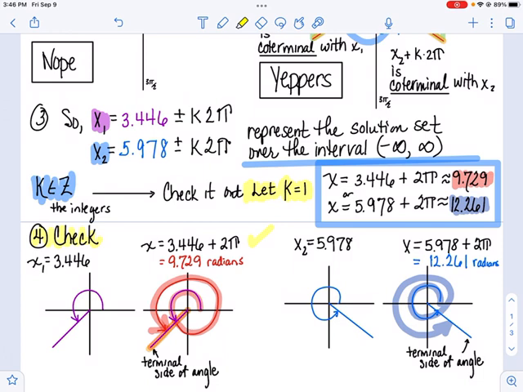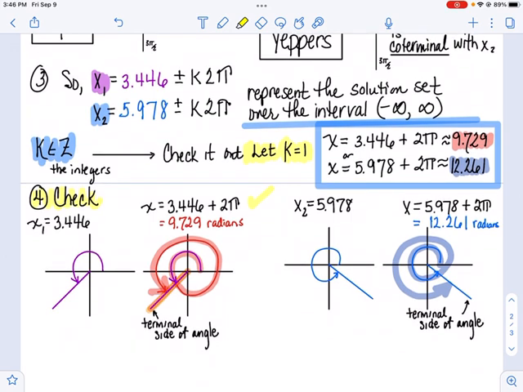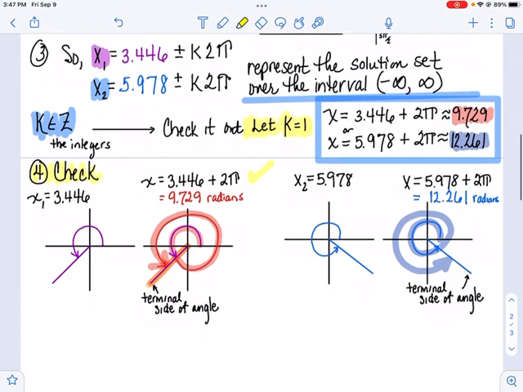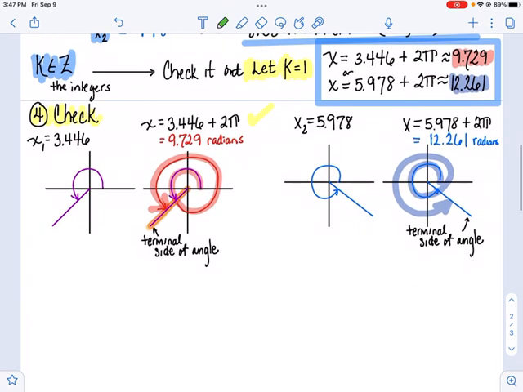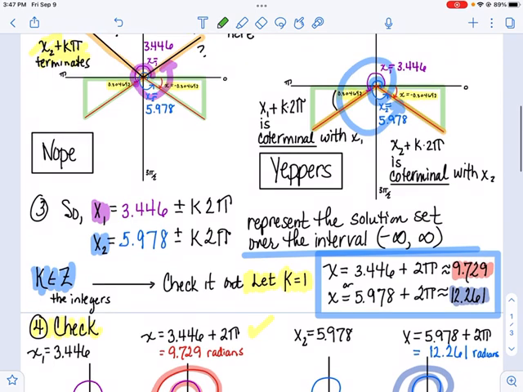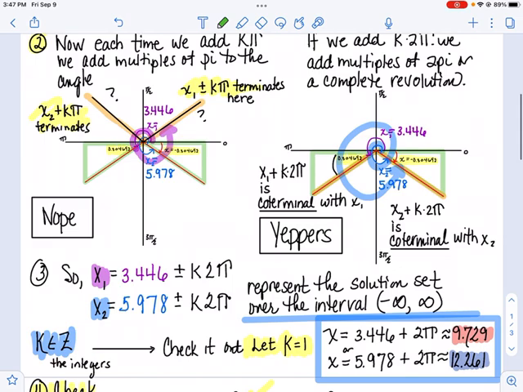And then you can see the same thing with 5.978. If we add 2 pi to that, we'll again end up at the same place, the terminal side of the angle in quadrant 4, and we'll have 12.261 radians. One last check that you can do is, what do we have? We have sine x has to equal about negative 0.3, right? And that has nothing to do with the negative 0.304, by the way. Those two numbers just happen to be in the same equation in terms of the angles themselves.